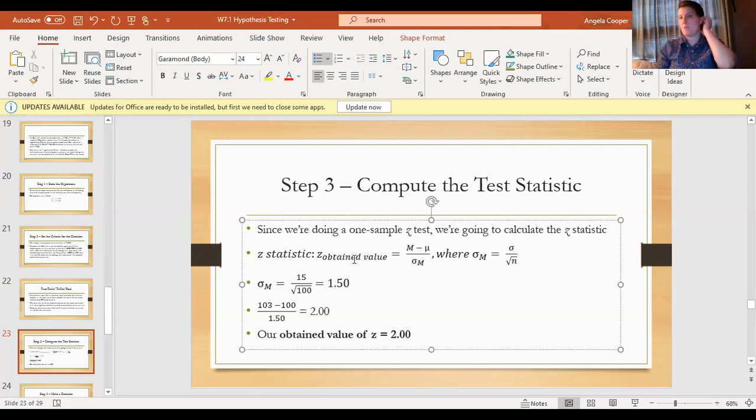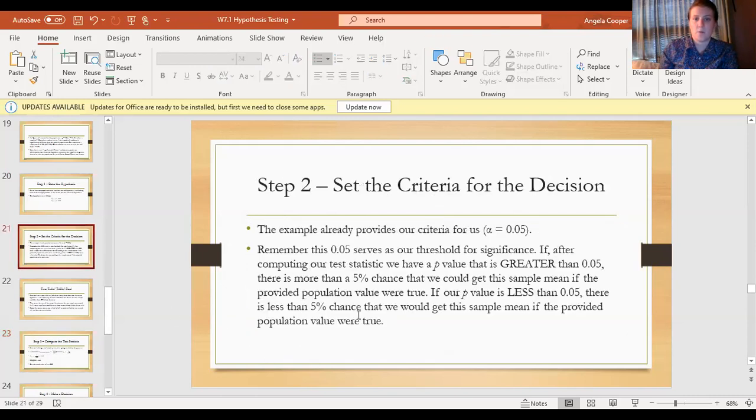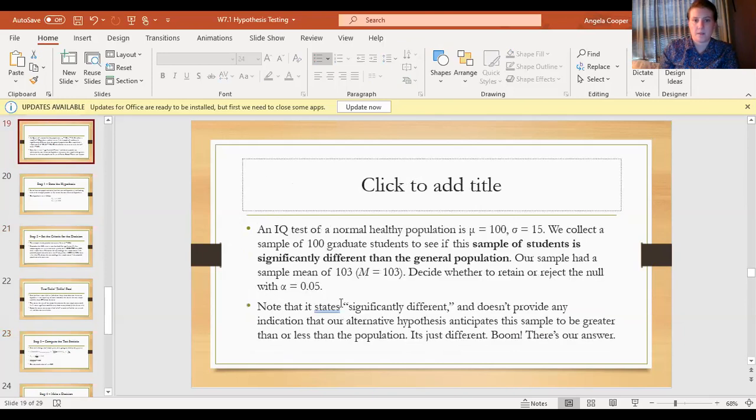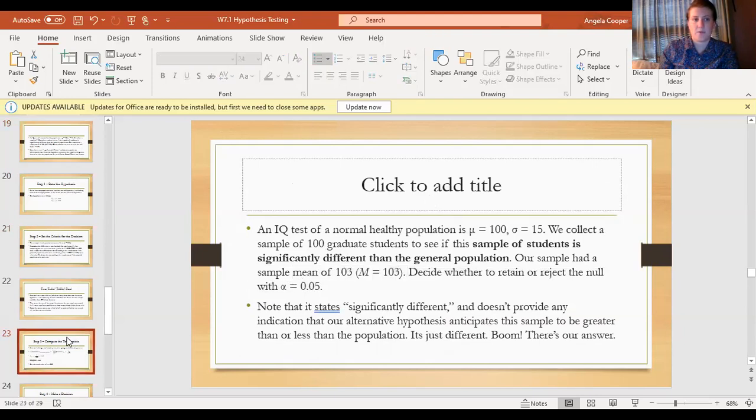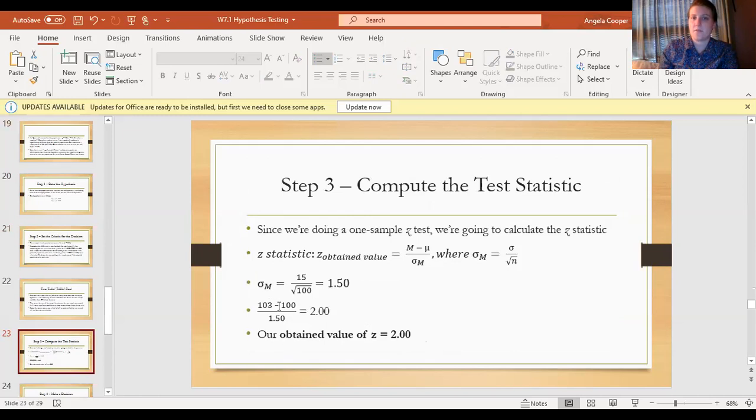And then for the 100, we had a sample of 100 graduate students. So that's where we get this. So we have 1.5. Now we plug that into the formula here. So we've done this already. Now we take 103, which was our sample of grad students. So our sample had a sample mean of 103. So in case you're wondering where these numbers are coming from. So 103 minus the population mean of 100 divided by 1.5, our obtained z-score is 2.